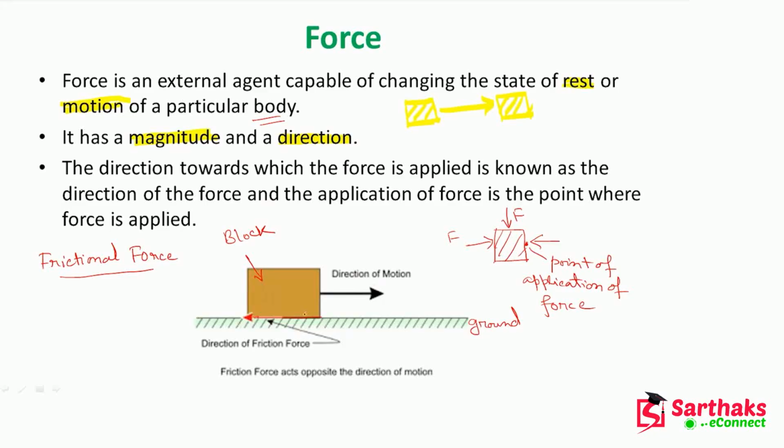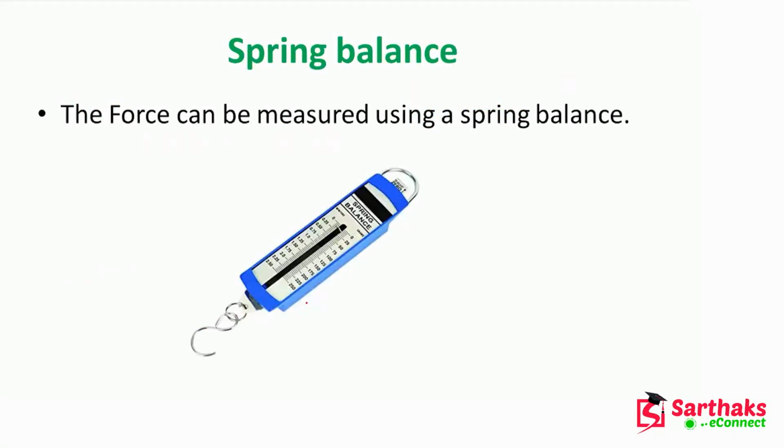And this frictional force depends on a lot of factors. Obviously, among all the factors, one factor is very common and you can understand, the surface, right? On which surface you have kept the object. Now this is the spring balance. The force can be measured using a spring balance. Here, this is the scale of the spring balance. So we can use a spring balance to measure the force.